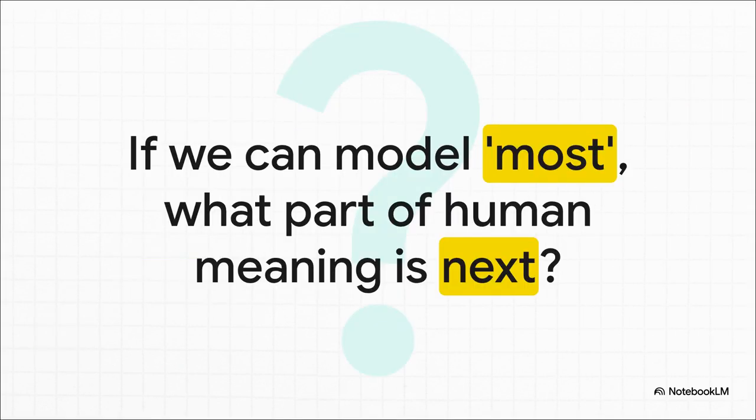Which kind of leaves us with one last big thought to chew on. We've managed to crack the code on a huge piece of how we talk about the world. It's a massive step in translating intuitive human meaning into formal logic. So it makes you wonder, if we can teach a machine the logic of most, what subtle, complex part of being human will we formalize and teach it next?